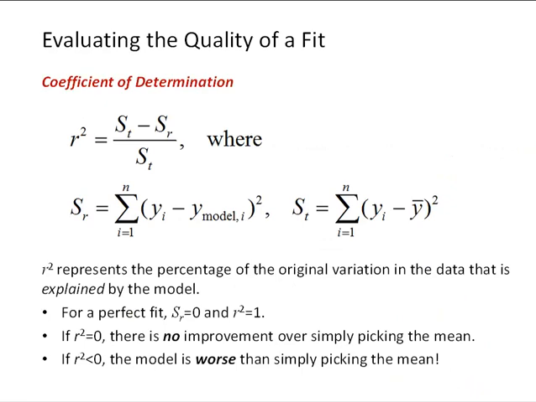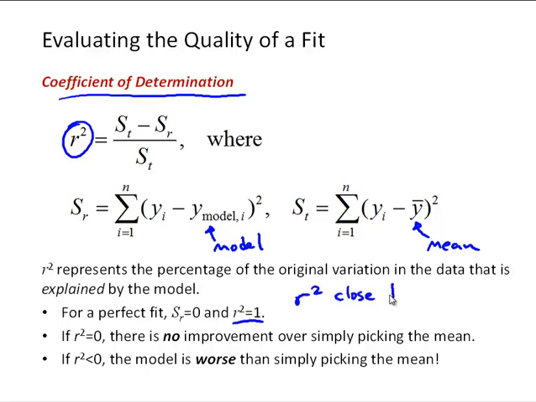So once we've calculated our coefficients, one thing we'd like to do is evaluate the quality of the fit. One measure we can use to do that is called the coefficient of determination. The coefficient of determination, or the r squared value, is defined as St minus Sr divided by St, where St is the sum of the squares of the residuals with respect to the mean, and Sr is the sum of the squares of the residuals with respect to that model. Now this is a generally applicable measure of the curve fit even as we move forward into some nonlinear curve fitting techniques. R squared represents the percentage of the original variation in the data that is explained by the model. So if we had a perfect fit, that means that Sr would be 0 and R squared would be equal to 1. So if R squared is close to 1, we have a good fit.